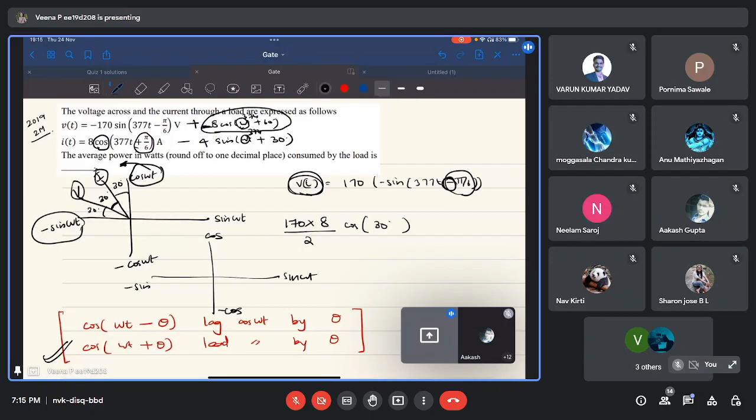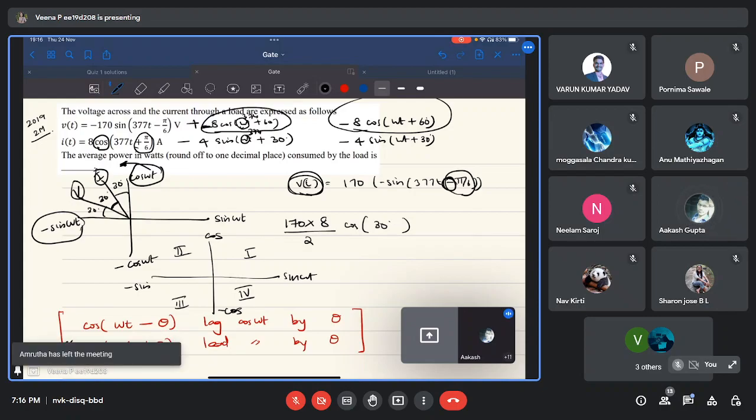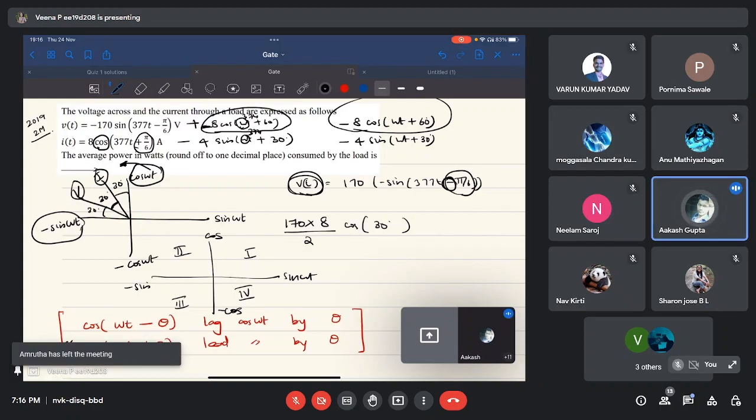Okay, I have added one more frequency component in my voltage. It is minus 8 cos(omega t plus 60), and in I of t I added minus 4 sin(omega t plus 30). I have quadrants 1, 2, 3 and 4. Where will my voltage vector come? It will come in the second quadrant only.